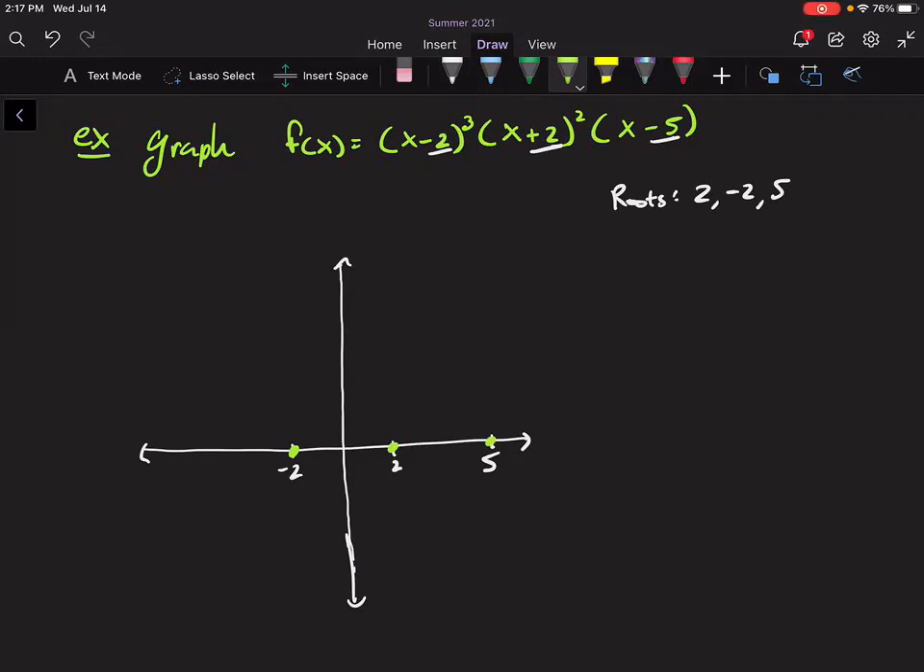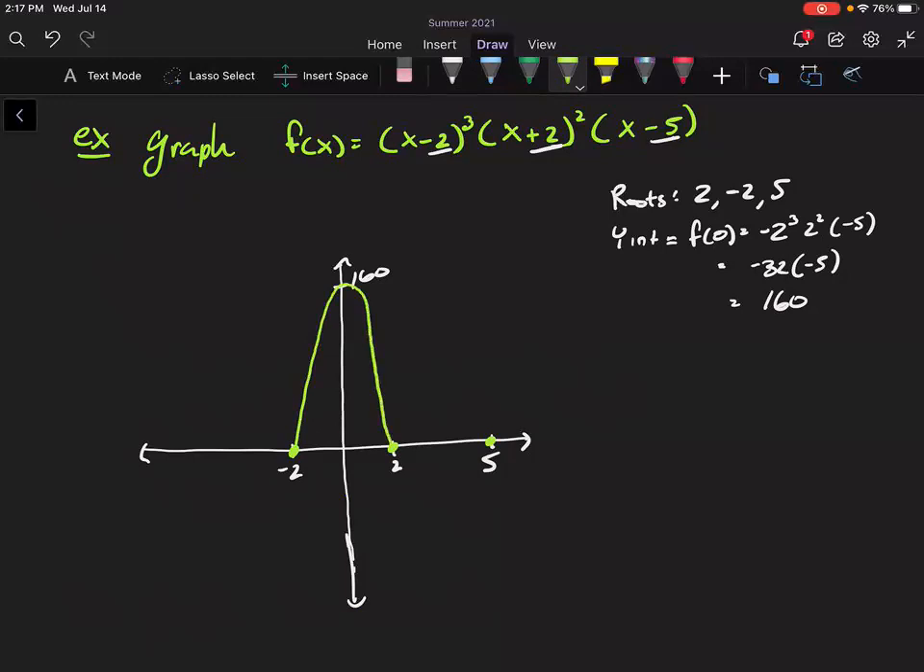We need to figure out our y-intercept. But that's just f of 0, which is -2 cubed, 2 squared, and -5. So that's -32 times -5, which is, that's a large number. That's 160. So we're up here at 160. We know that our graph has to do something like this.